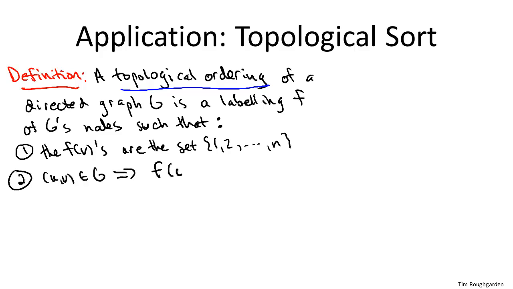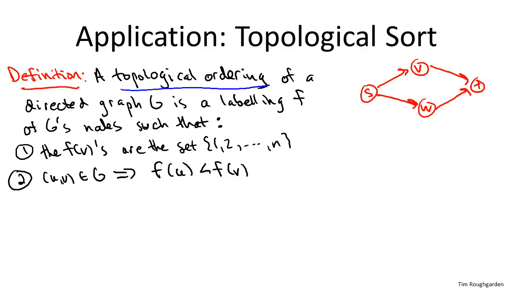Let me give you an example just to make this more clear. So suppose we have this very simple directed graph with 4 vertices. Let me show you 2 different, totally legitimate topological orderings of this graph. So the first thing you could do is you could label S 1, V 2, W 3, and T 4. Another option would be to label them the same way, except you can swap the labels of V and W. So if you want, you can label V 3 and W 2.